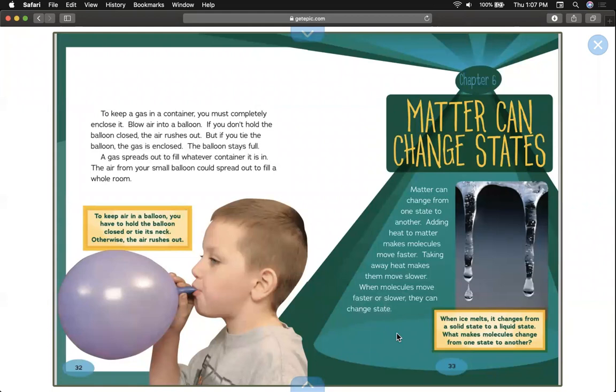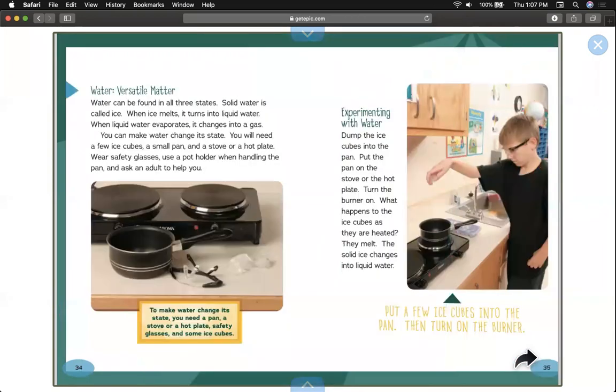When ice melts, it changes from a solid state to a liquid state. All matter can change from one state to another. Water is a versatile matter. Water can be found in all three states. Solid water is called ice. When ice melts, it turns to liquid water. When liquid water evaporates, it changes into a gas.